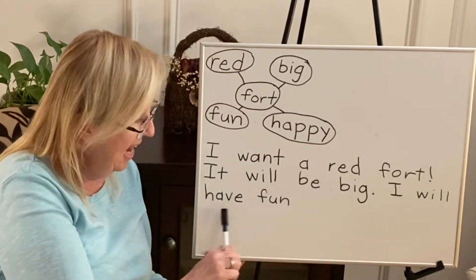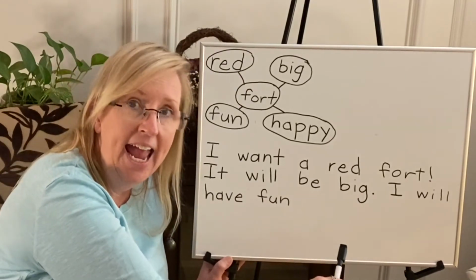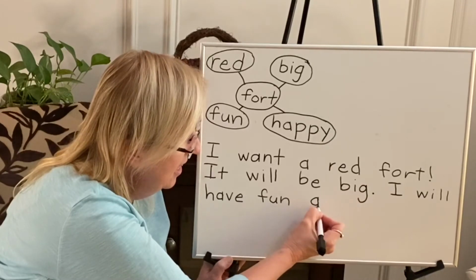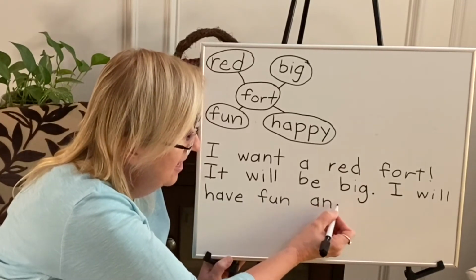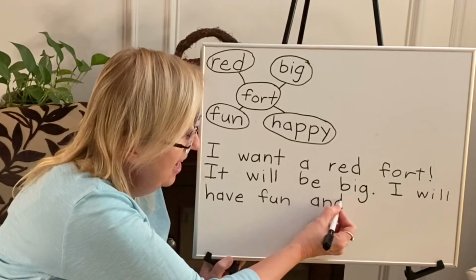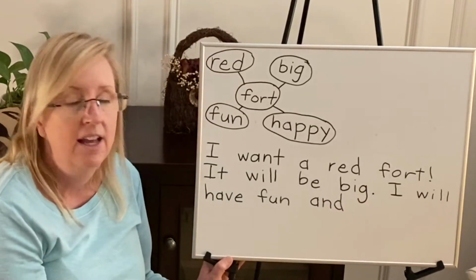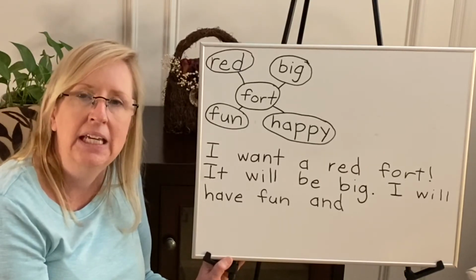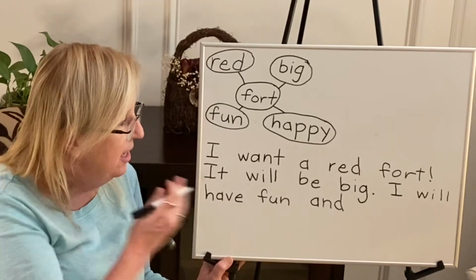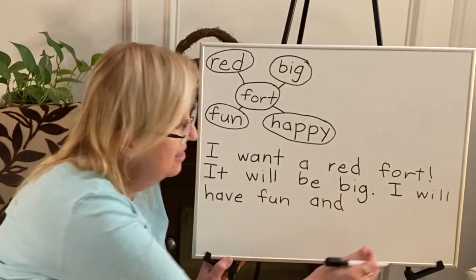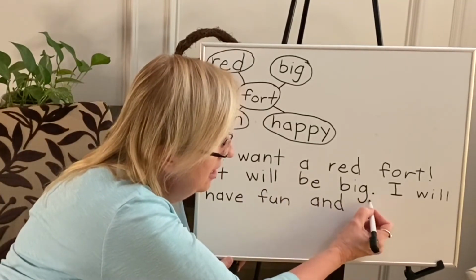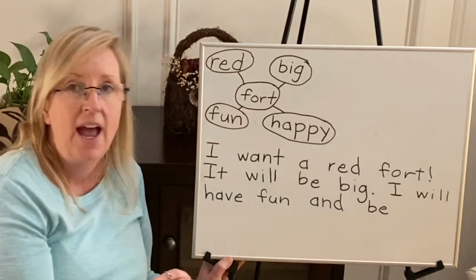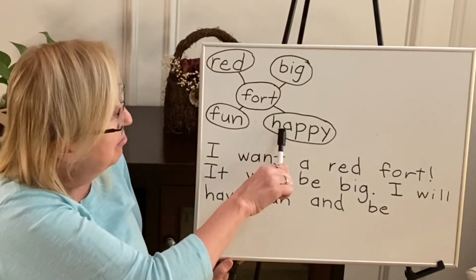I will have fun and, sight word and, A-N-D, and I will have fun and be happy. Be. Be is in this sentence too. Sight word be. B-E. Happy. Happy is right here.